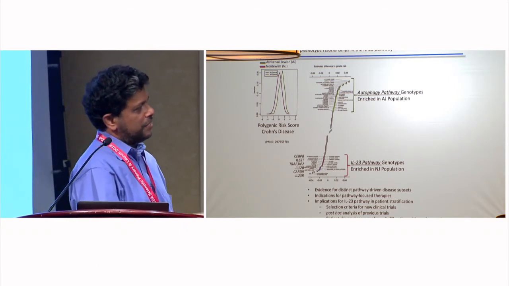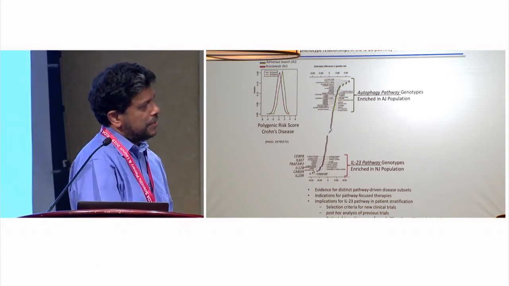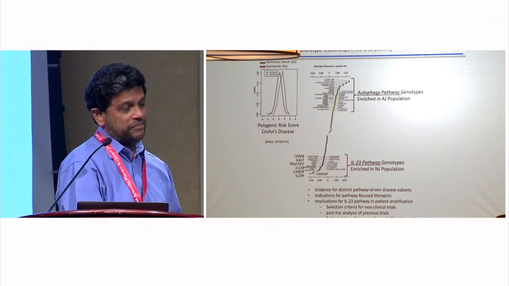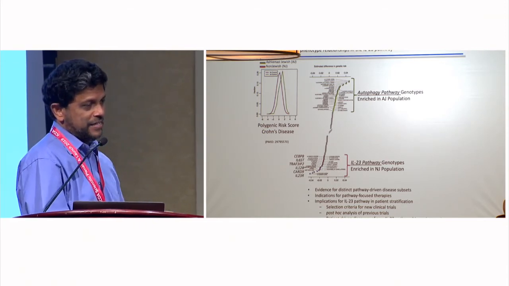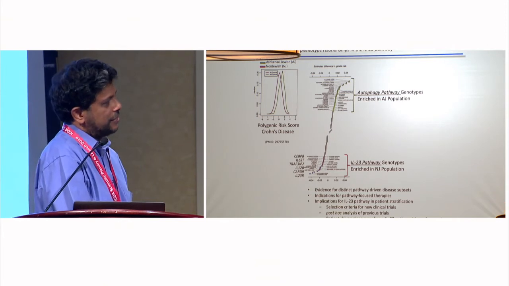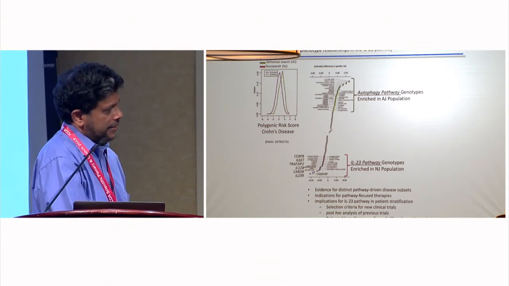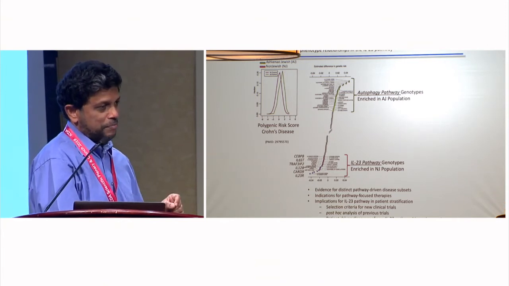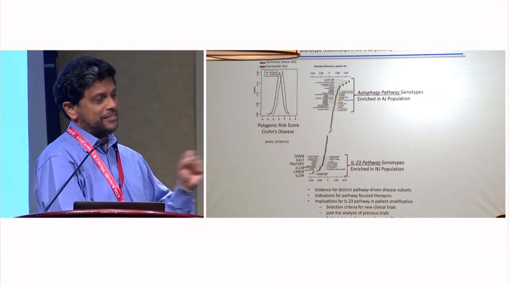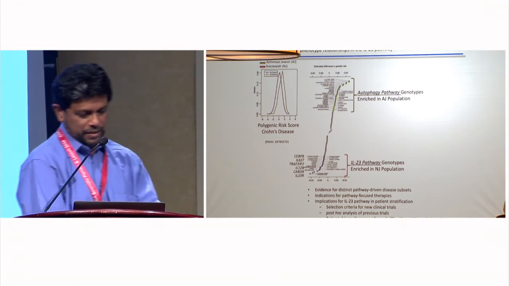But what we've begun to embark on is to try to map the broader pathway of IL-23 signaling. So could we find additional genetic variants that could contribute to this pathway and then go down the path of application from a clinical trial to genetics, so going backwards.